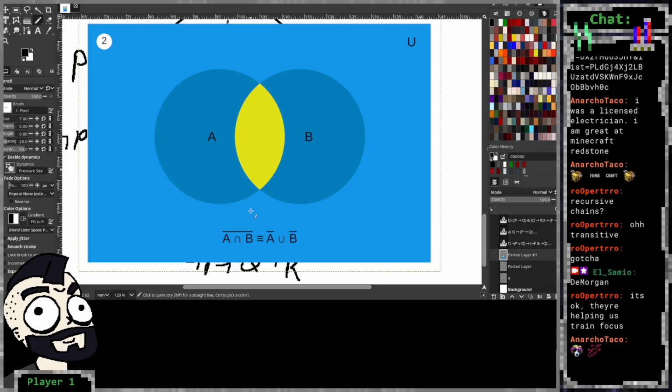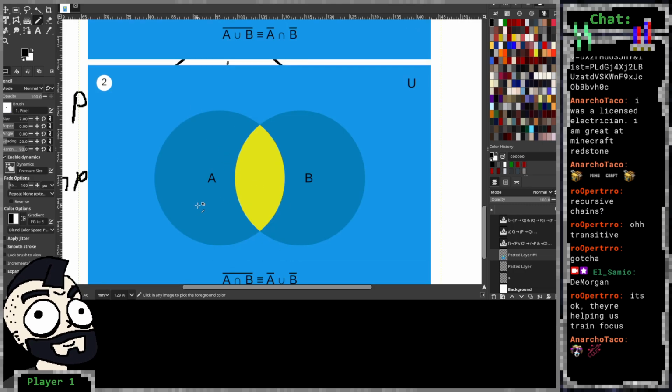And it goes the other way. The negation of the intersection of A and B is the same as the union of the negation of A with the negation of B. So everything in blue is equivalent.